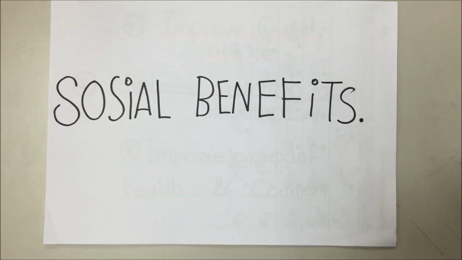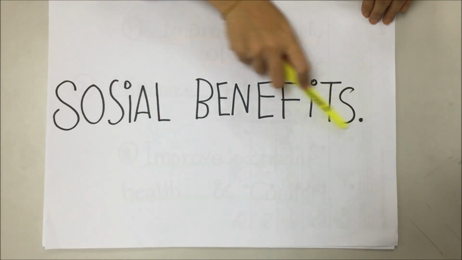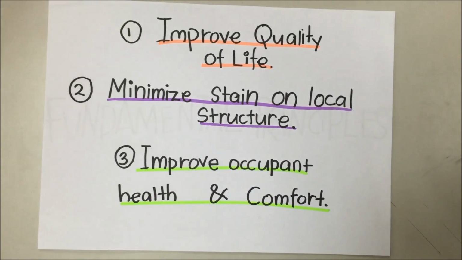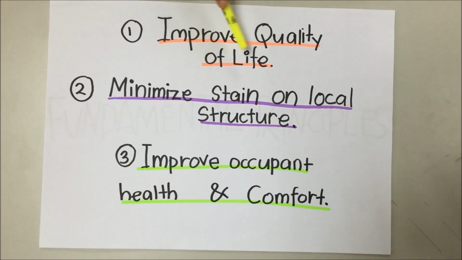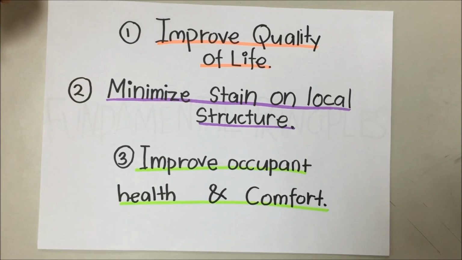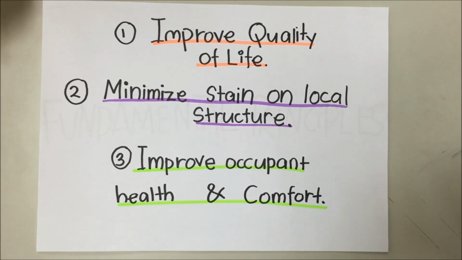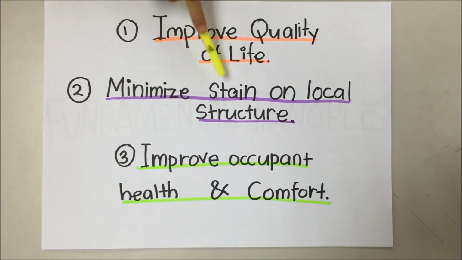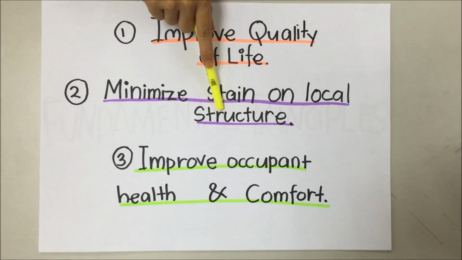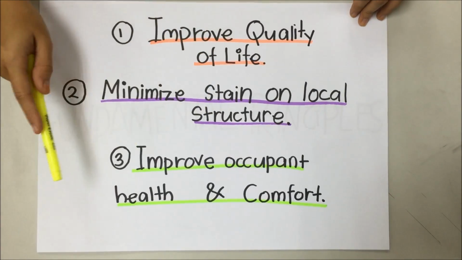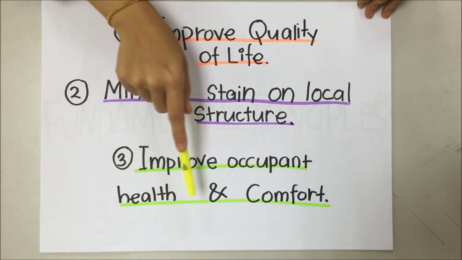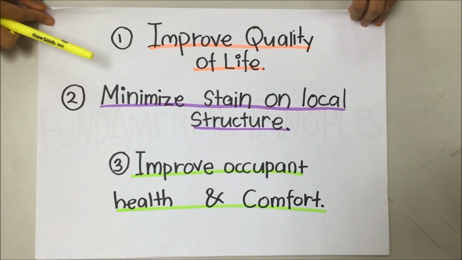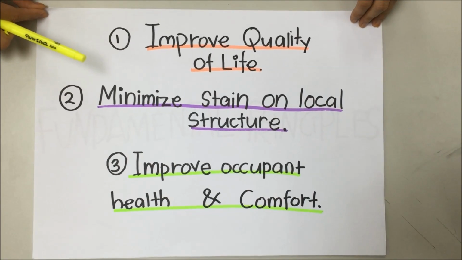Third is social benefits. First is improving the quality of life, such as providing a comfortable and hygienic indoor environment. Second, it can minimize the strain on local infrastructure. And lastly, it can improve the occupant health and comfort, such as use of efficient equipment, for example, lighting and air conditioning.